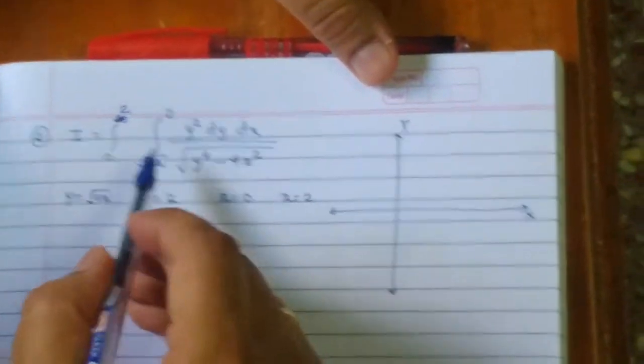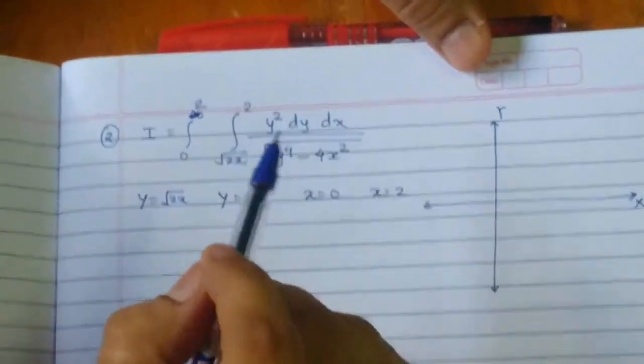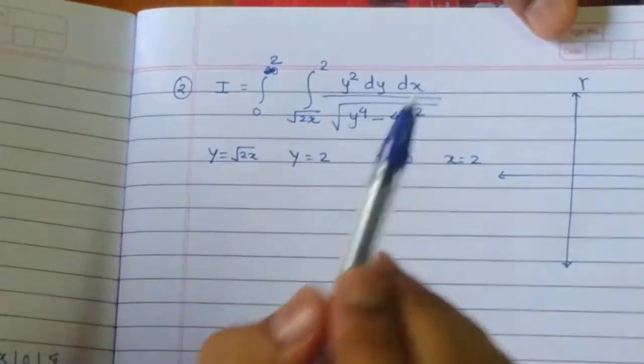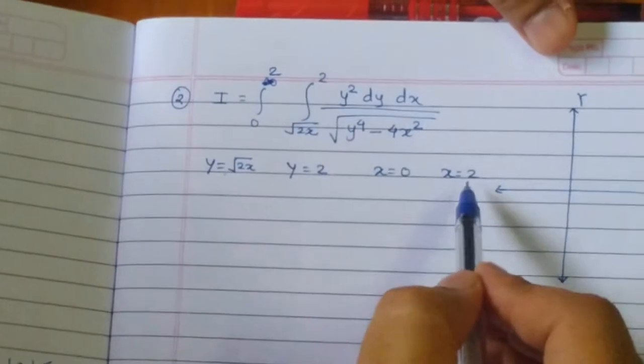Welcome to the next lecture on changing the order of integration. Let's come to the second example. Integral I is equal to this. I just write down the limits of this integral.